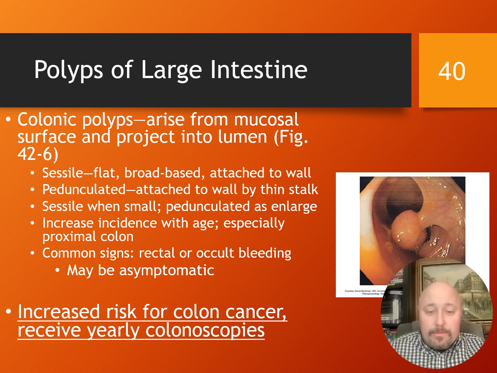Sessiles are small, and pedunculated polyps are enlarged, and they increase in incidence with age, especially within the proximal colon. Common signs are rectal or occult bleeding, and they may be asymptomatic. Remember that increased risk for colon cancer does go along with the polyps. While polyps themselves are not cancerous, they can develop into cancer. And patients with this condition are going to need to receive yearly colonoscopies.